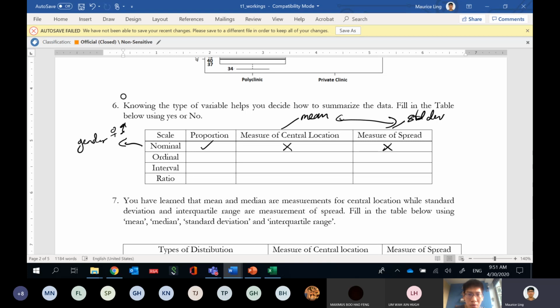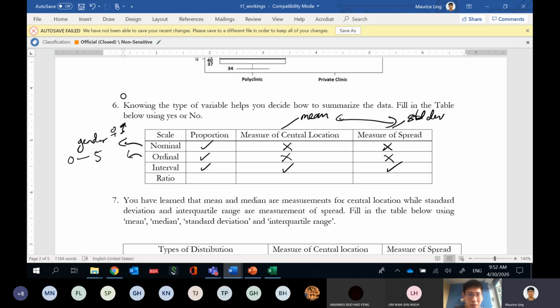So ordinal. There's a proportion for it, but no measure of central location and no spread. Yes, to some extent. Ordinal will be very simple things like a scale of 0 to 5. Okay, interval. There is proportion, there is a measure of central location, and there is also a measure of spread.